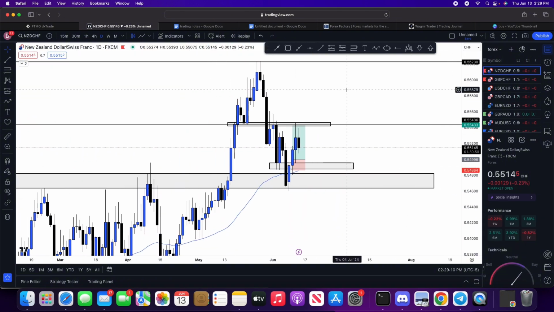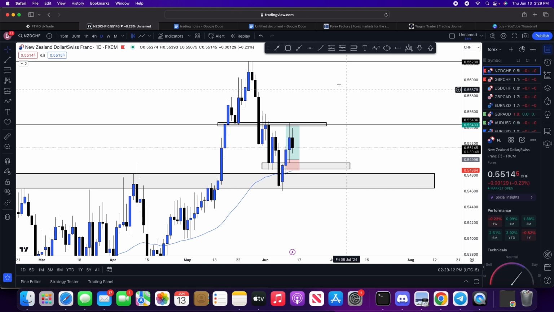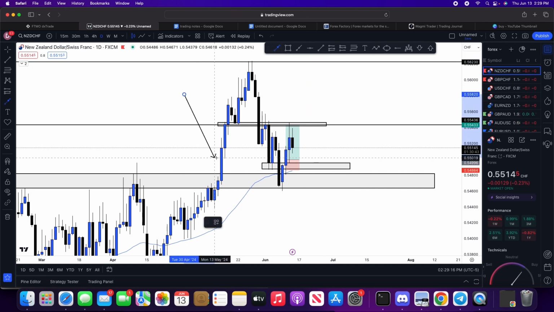So the next reasonable area of interest was this right here. We've had a very, very strong reaction to the upside. Price came back down. Look at these two bearish candlesticks. And what happened after those two bearish candlesticks? A very, very strong reaction to the upside. Then what happened? A very strong reaction back down to the downside.